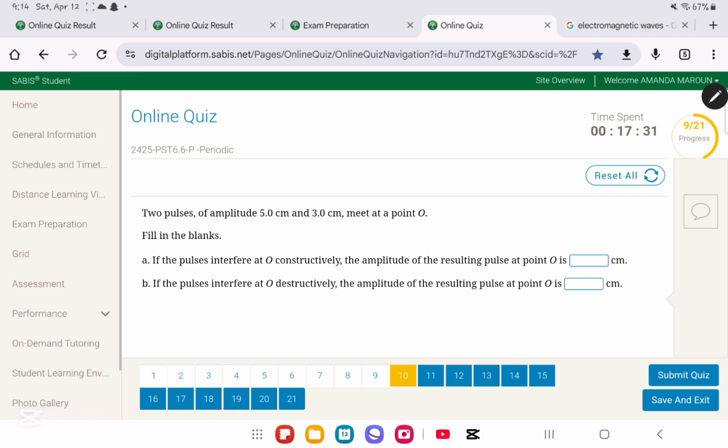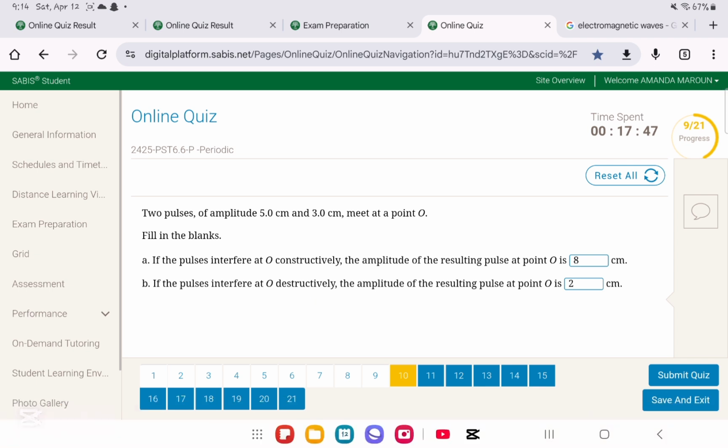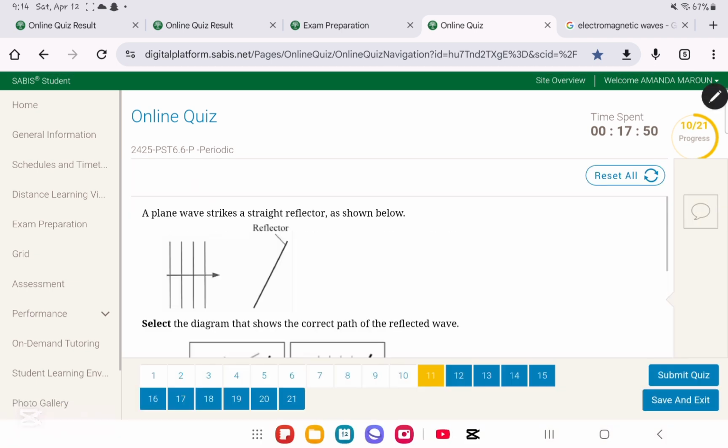They told us if the pulses interfere constructively, that means they will add. So 5 plus 3 will give us 8 centimeters. Destructively, they will subtract. 5 minus 3 will give us how many centimeters? 2 centimeters. So 8 and then 2 centimeters. We'll move to question number 11.